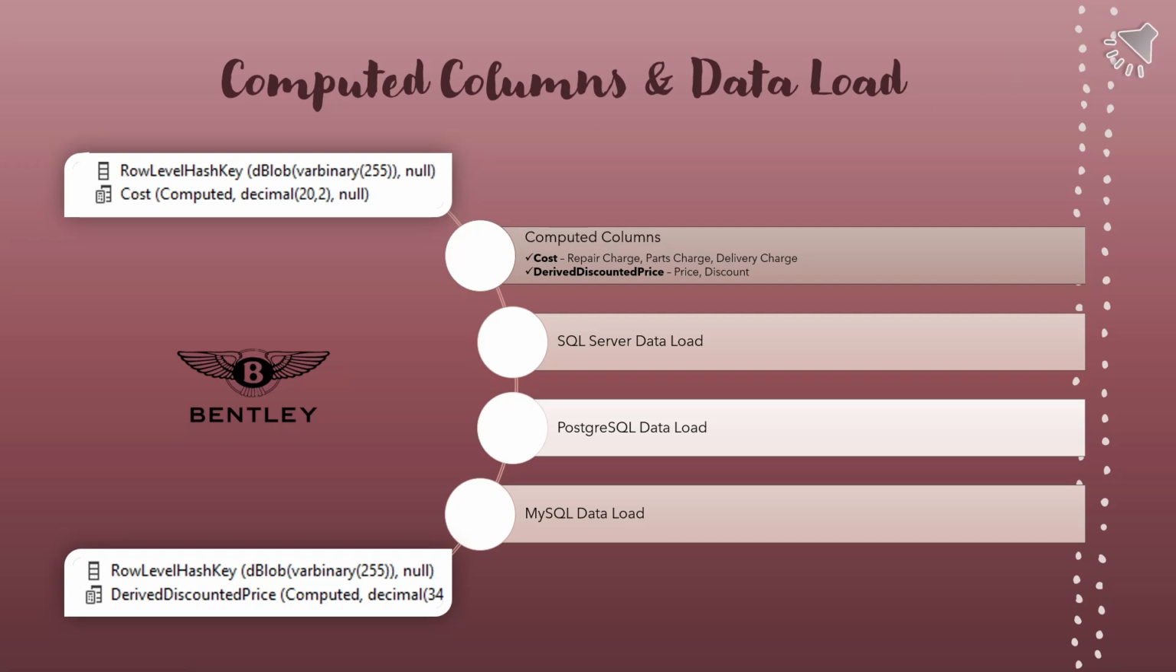In this project we also did 2 computed columns. We did the loading of data into SQL Server, PostgreSQL, and MySQL. So first we computed 2 columns, cost and derived discounted price. Cost will take into account repair charge, parts charge, and delivery charge. And derived discount price will get the discounted price of the price column multiplied by the discount.